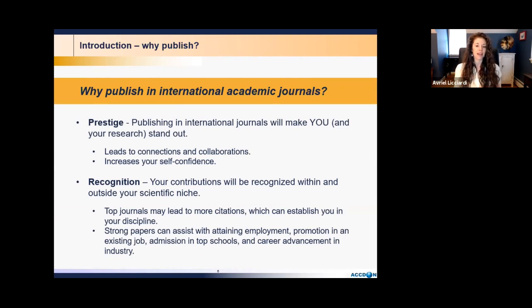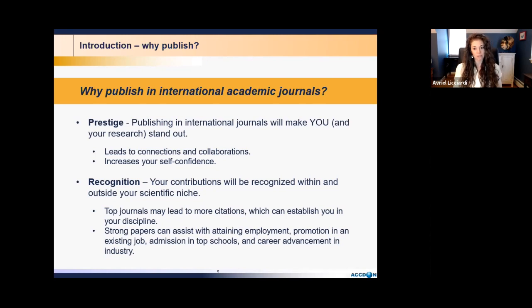This can lead to connections and collaborations, some of which might be at your own institution or within different institutions within your country, or perhaps some international collaborations down the road. Of course, getting published is a very exciting part of an academic's life, and it can increase your self-confidence, as you're likely going to be publishing more and more in the future if you stay within academia and perhaps within industry as well.